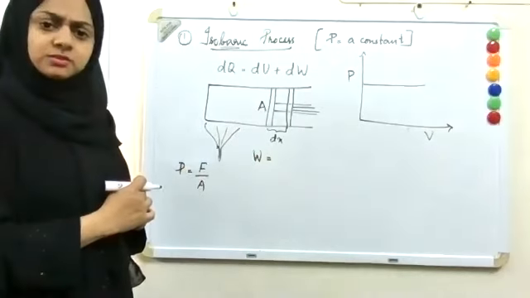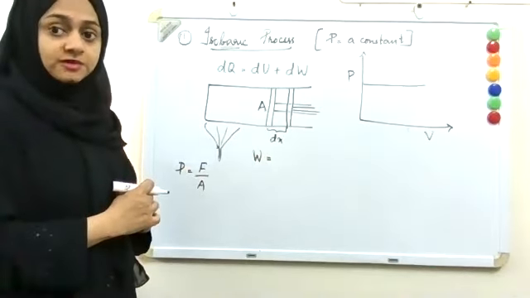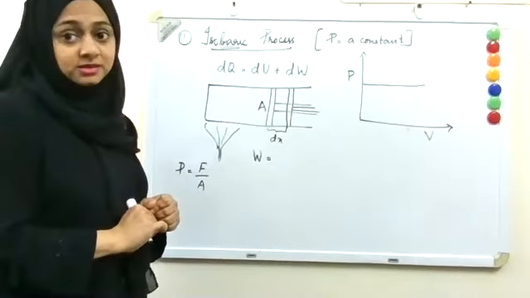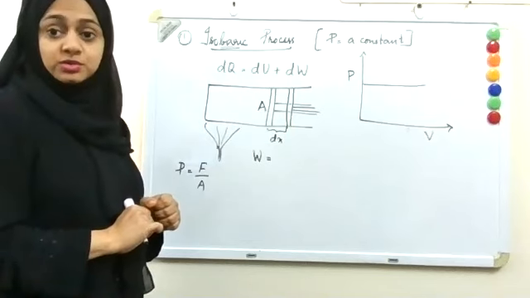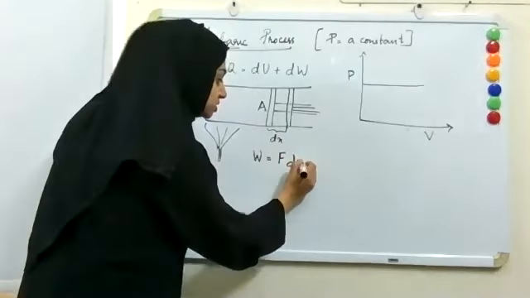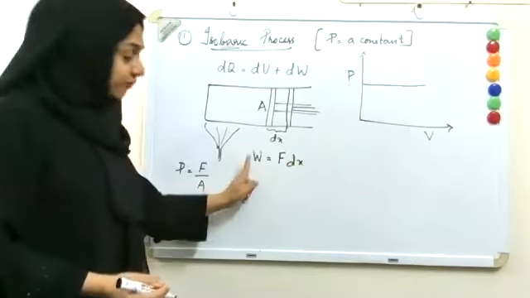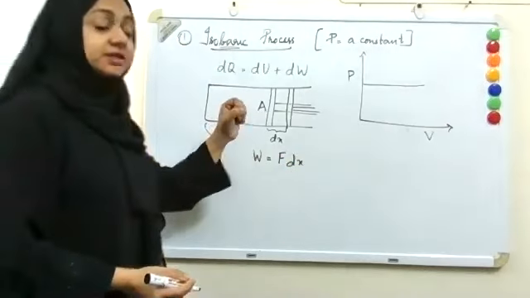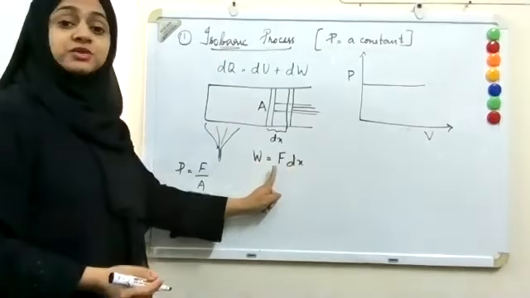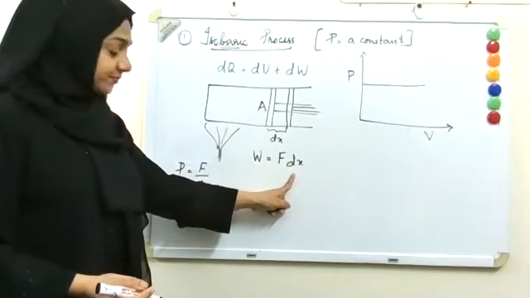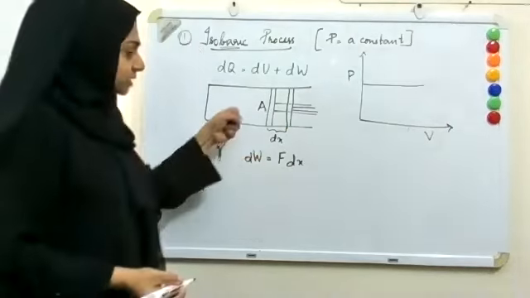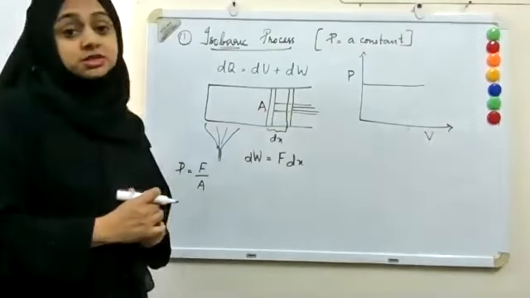Work done is equal to, if something is moving and we are applying some force, force into distance moved, right? So the work done by the air when it expands is given by force into distance moved, that is F into dx. Is this clear to you? This is a small work done when it is moving through a small distance dx.